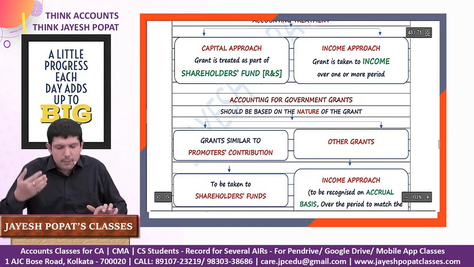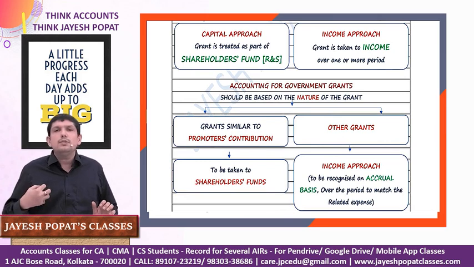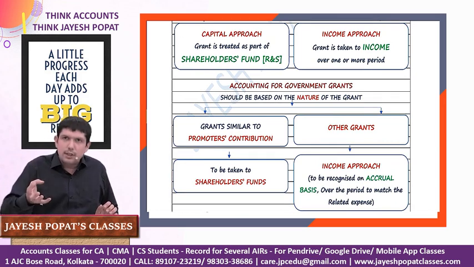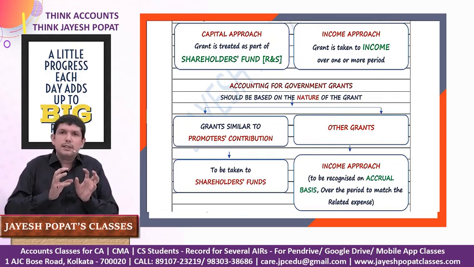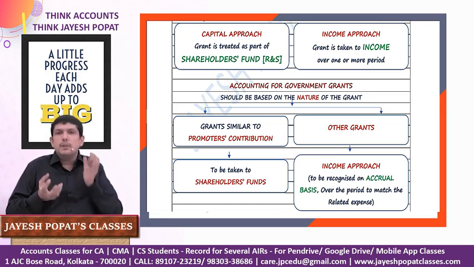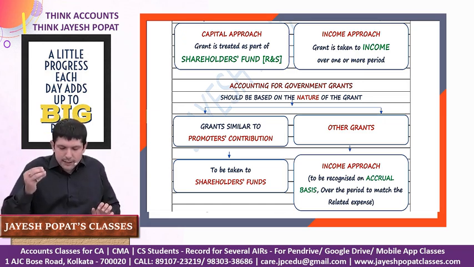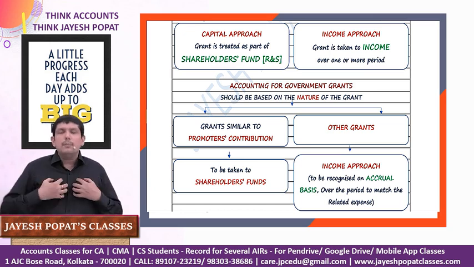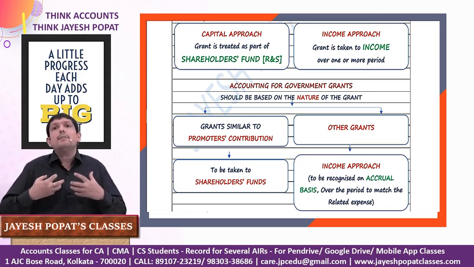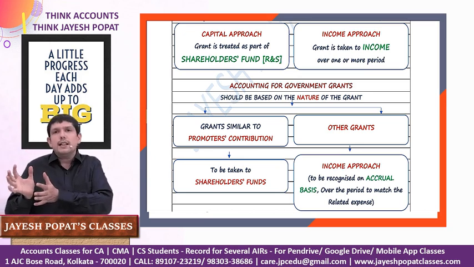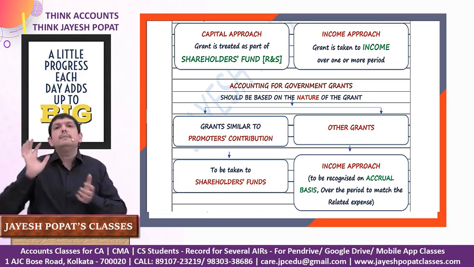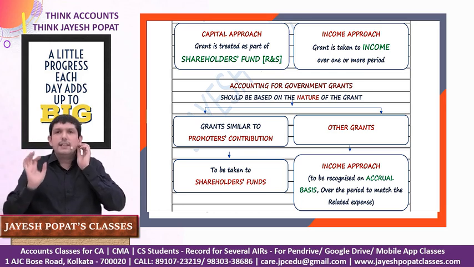Now what should be the treatment, whether you should follow the capital approach or the income approach, depends upon the nature of the government grant. If the nature of the government grant is of a promoter's contribution, meaning the grant has been provided based on the volume of investments which you are making. For example, the government says that if you set up a factory in this particular area, whatever cost you incur, we will reimburse 50% of that cost. So the government is operating like an entrepreneur, like a promoter, along with the person who is setting up the factory, and the government is reimbursing a part of the cost incurred in setting up the factory.